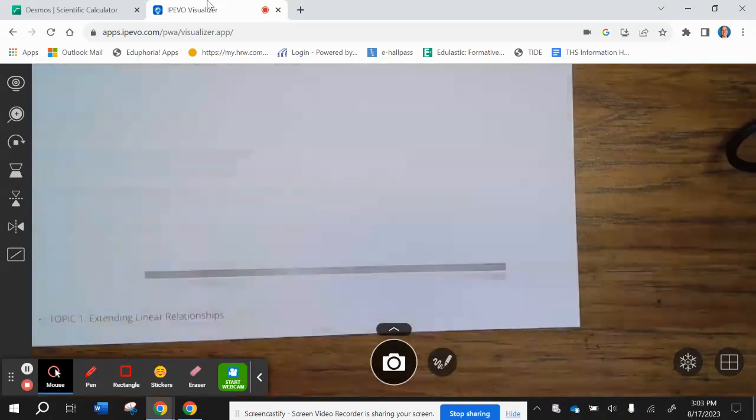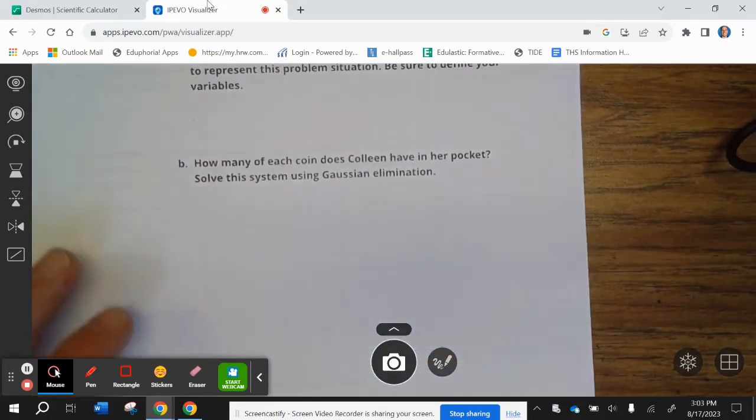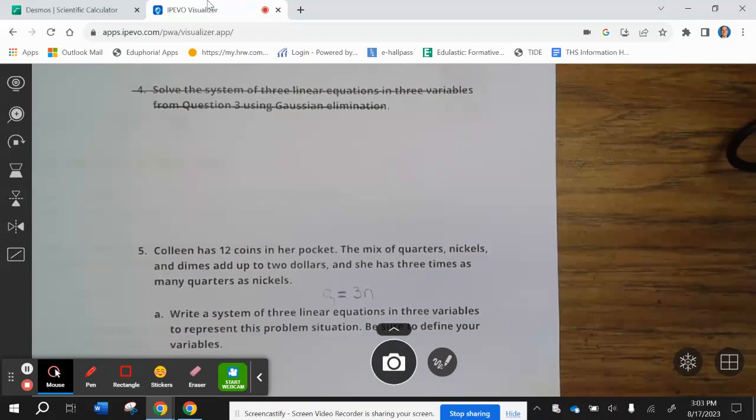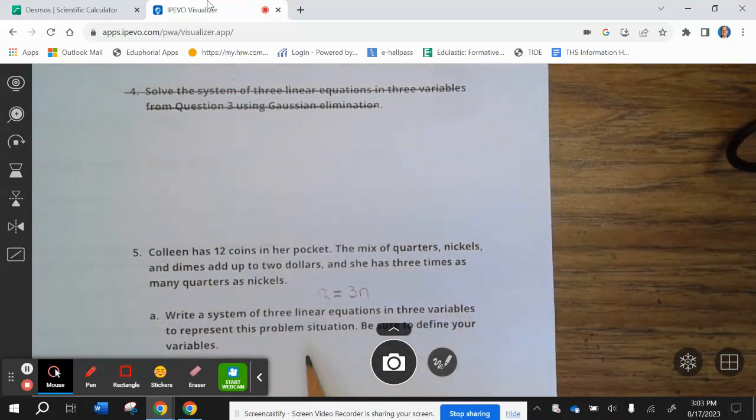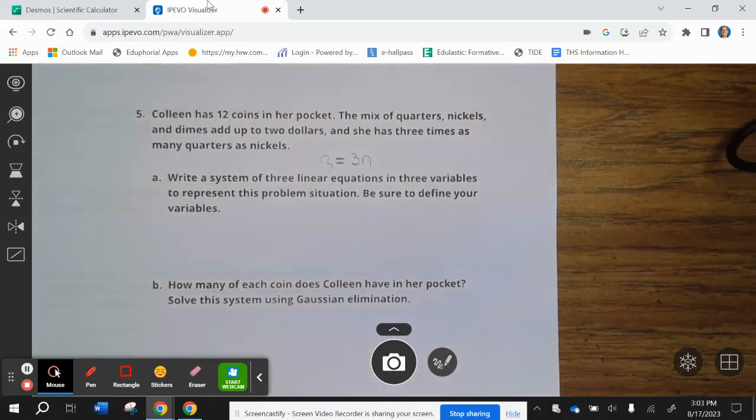All right. Let's take a look at the next page. Now, we're not going to worry about this, but we are going to worry about number 5. Colleen has 12 coins in her pocket. The mix of quarters, nickels, and dimes add up to $2. She has 3 times as many quarters as nickels.